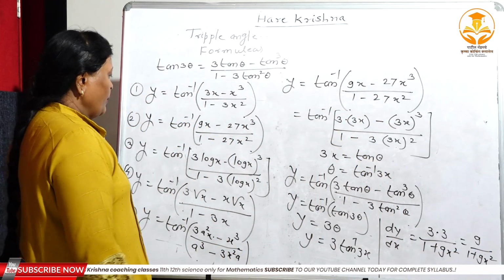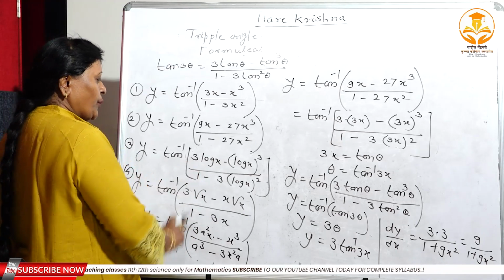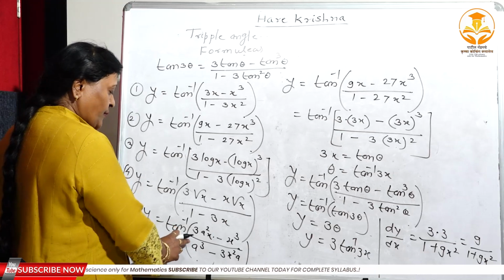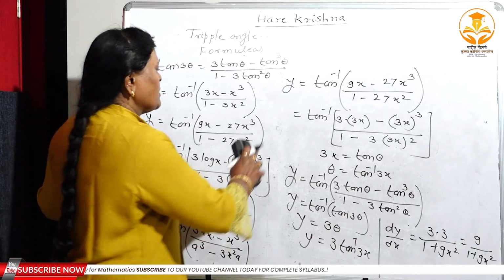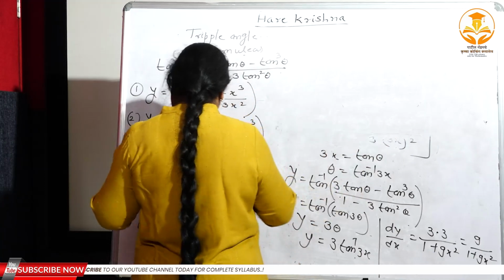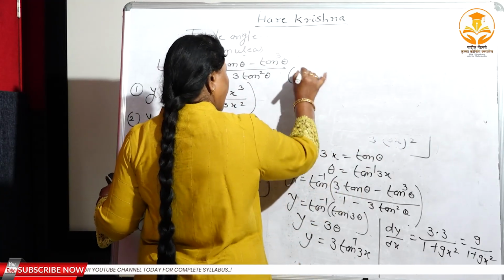Now, in place of log x, again you can put tan theta. Root x you can put tan theta. Now I will take this one. That is the fifth one. Right? See, the fifth problem. Fifth one. It is quite different.